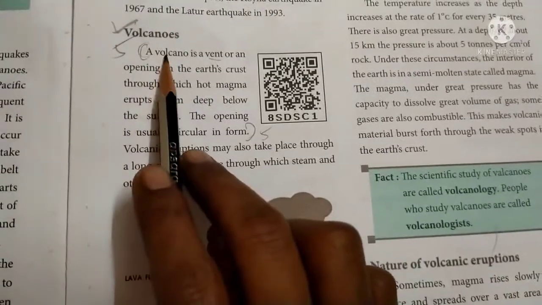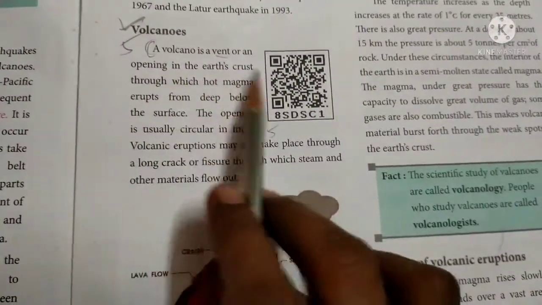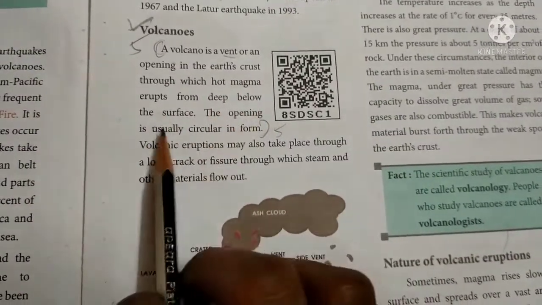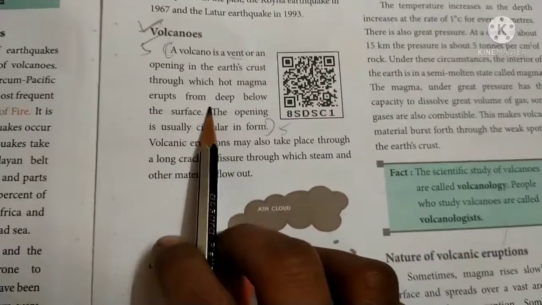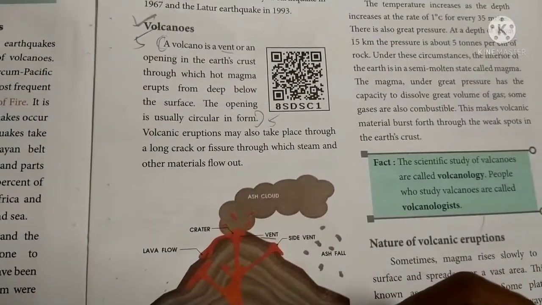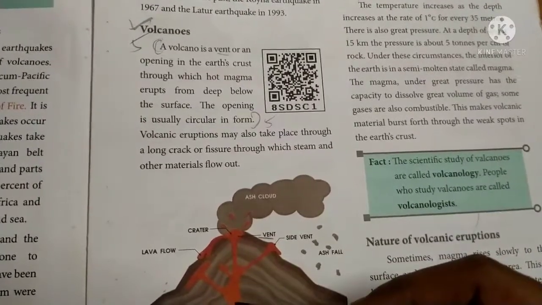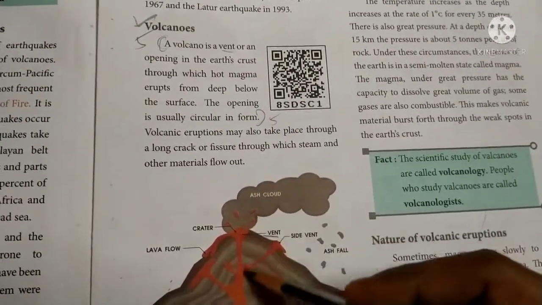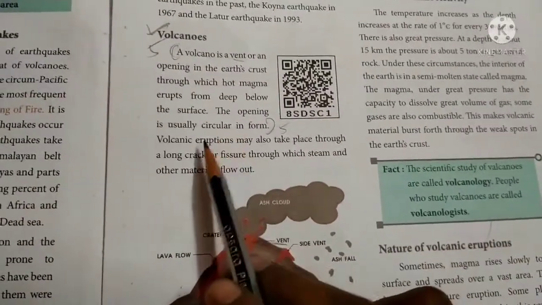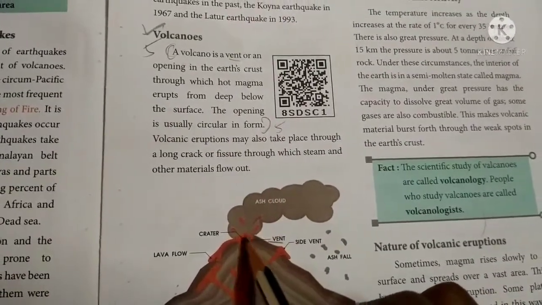Okay, next one is volcanoes. A volcano is a vent or an opening in the earth's crust through which hot magma erupts from deep below the surface, okay. Through this opening in the earth's crust only the hot magma will come out from the surface of the earth. And the opening is usually circular in form, okay.